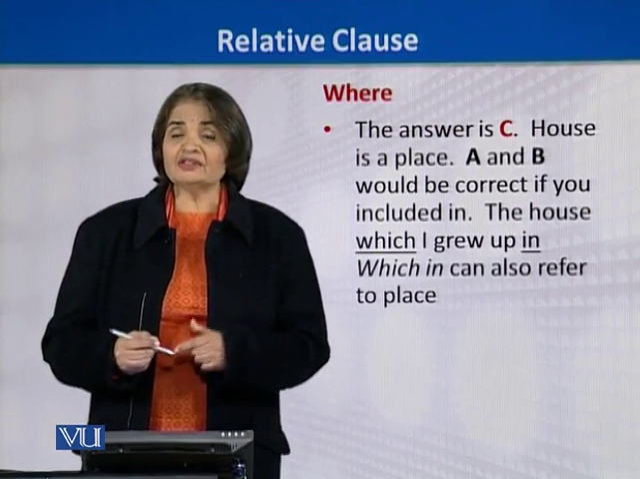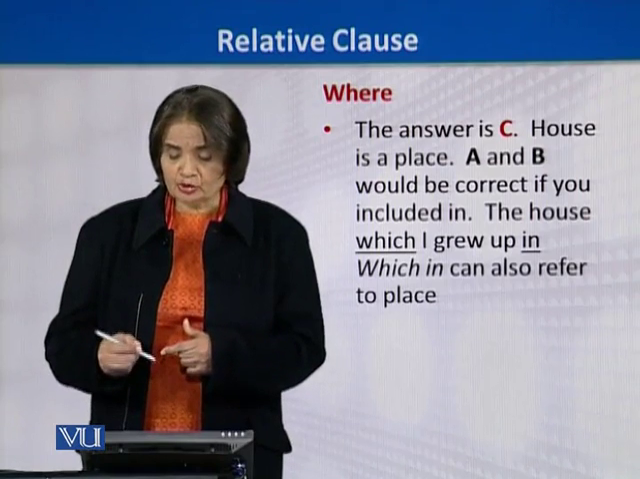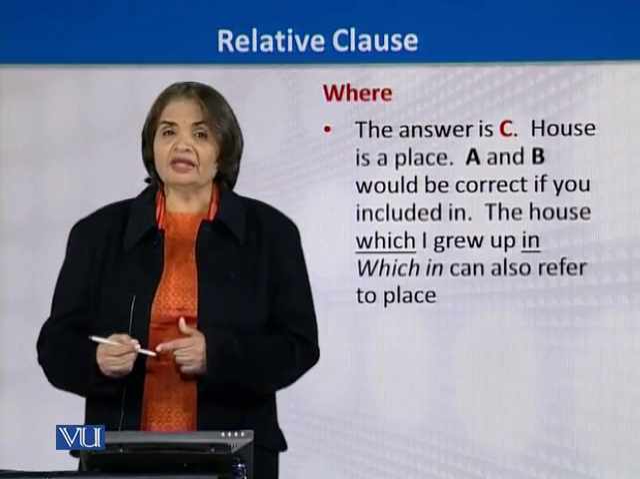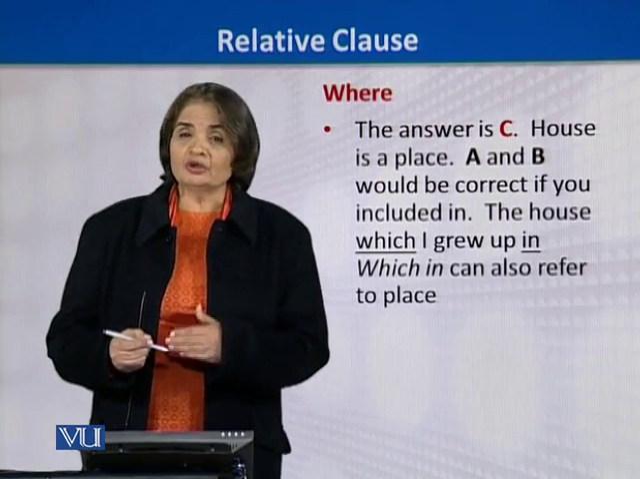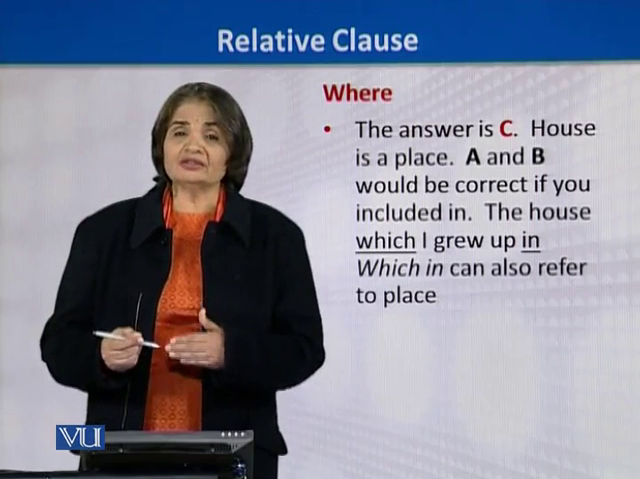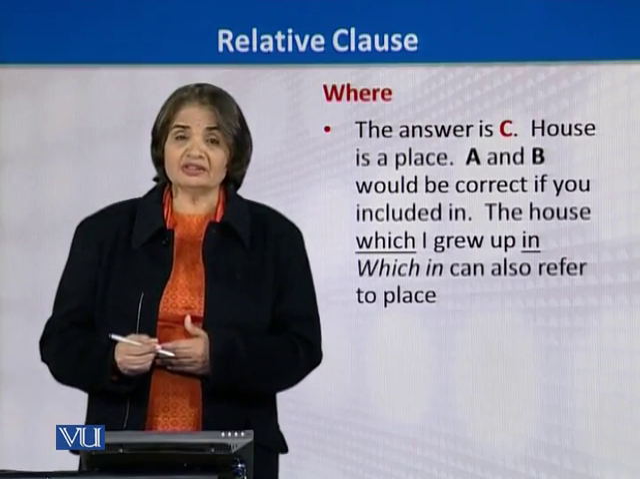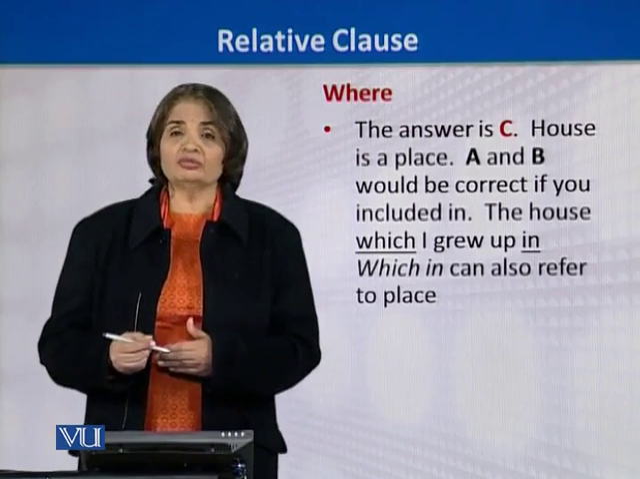If in this case the options were not given, then you could have said the house which I grew up in, and that would be considered correct. So the relative clauses can be used otherwise if there is the correct grammar structure in the sentence, but if the option is already given, you cannot make the change.